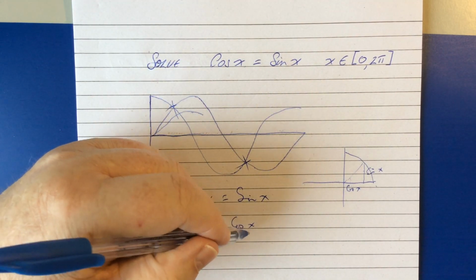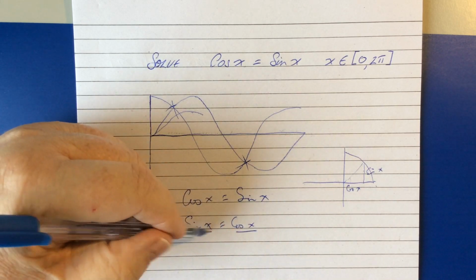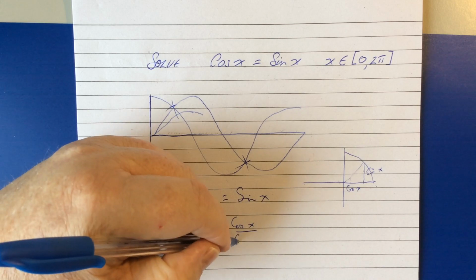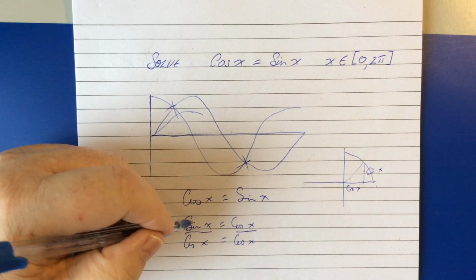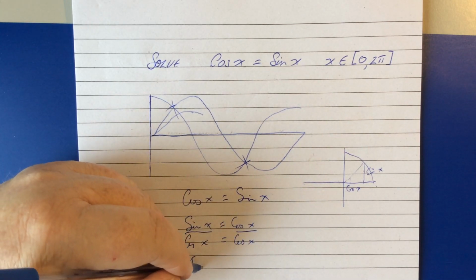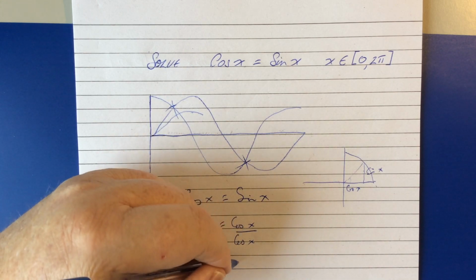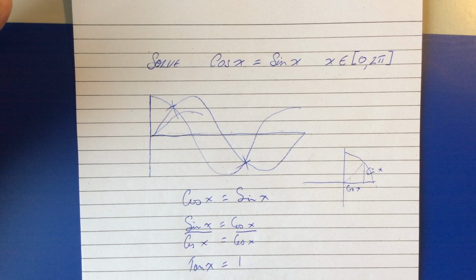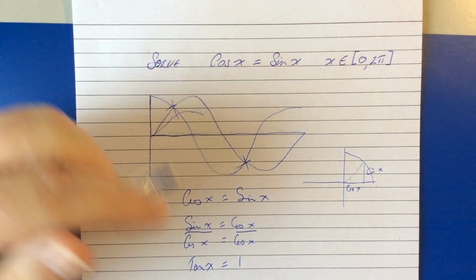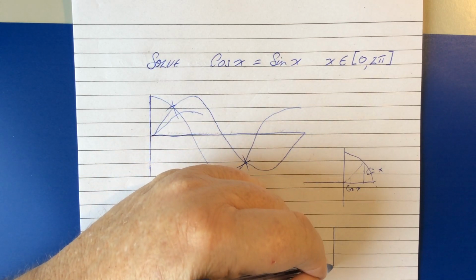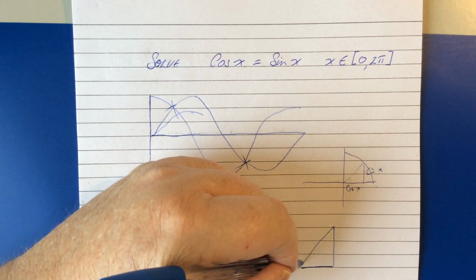And then I'm going to divide each of these by the cosine of x. And what I get is sine over cosine, which is tan. The tangent of x equals cos x over cos x equals 1. Where is the tangent of x equal to 1? Now, that's a fairly simple problem to deal with.